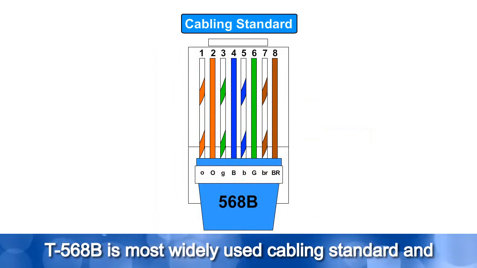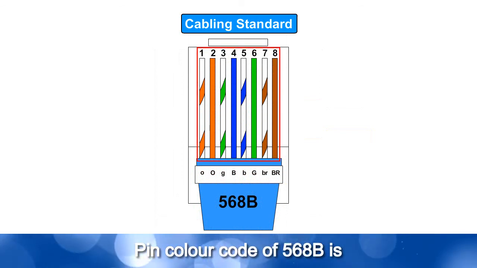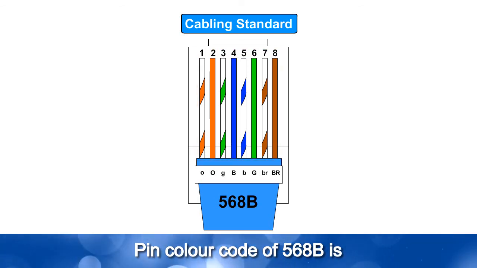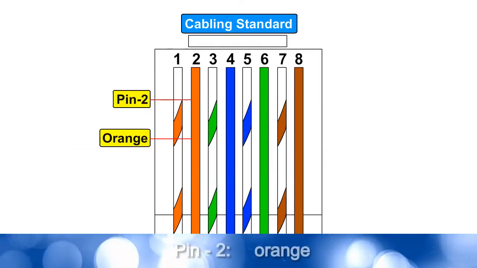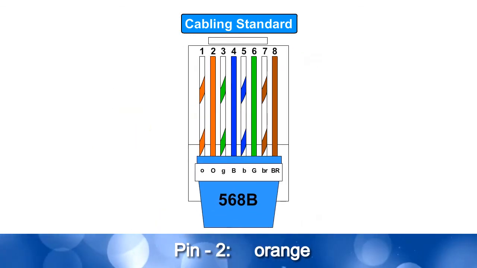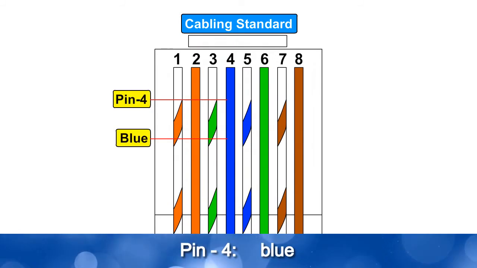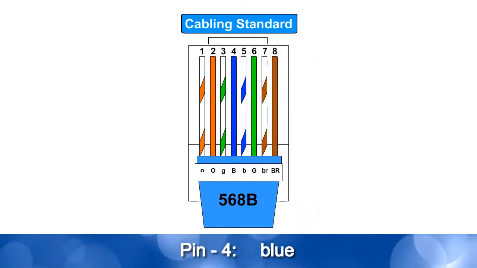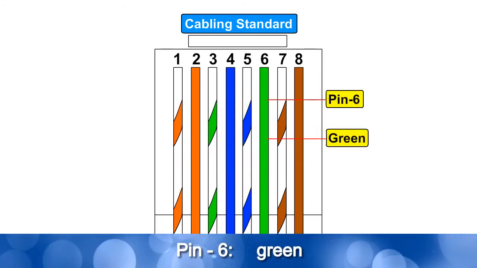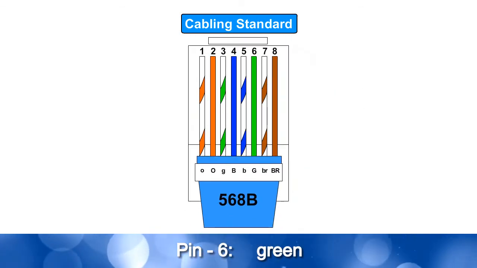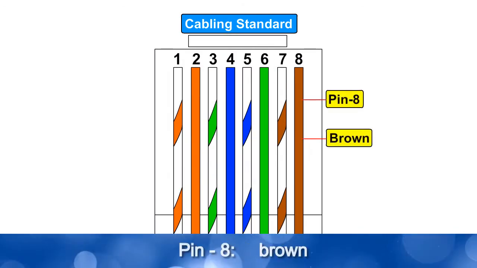568B is the most widely used cabling standard and is also called the AT&T standard. Pin color code of 568B is: pin 1 white orange, pin 2 orange, pin 3 white green, pin 4 blue, pin 5 white blue, pin 6 green, pin 7 white brown, pin 8 brown.